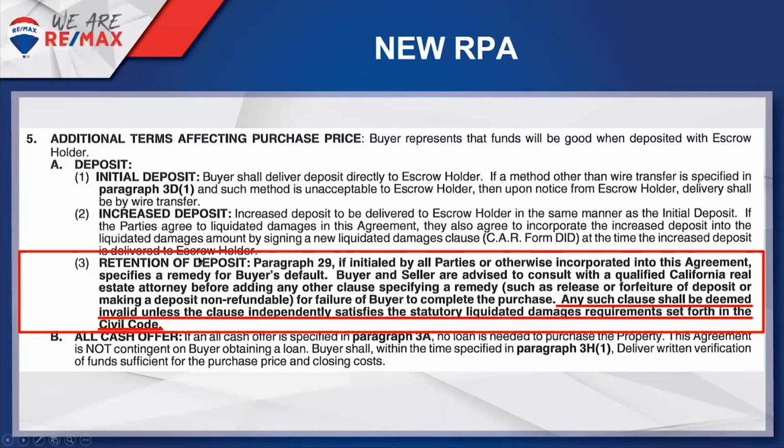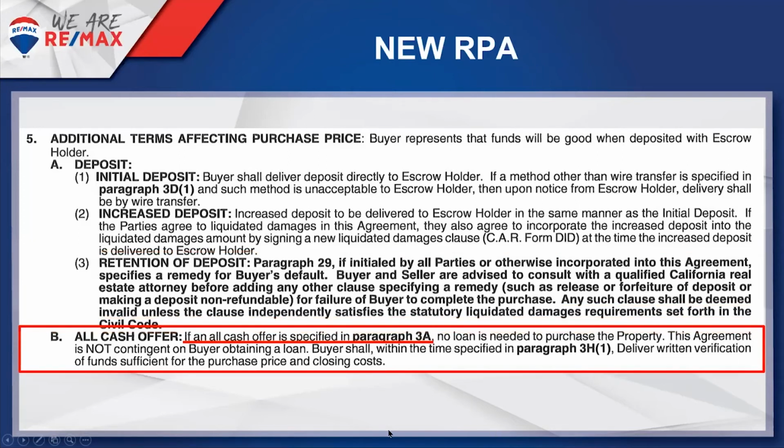But this is just important. This clause is not new, by the way. This clause used to be right next to the liquidated damages clause at the end of the contract. But CAR has had so many problems, and as I have too, people not understanding that you're not really supposed to have forfeited deposits, that they wanted to put it right up with the deposit so people could see it right up front. Okay, all cash offer.